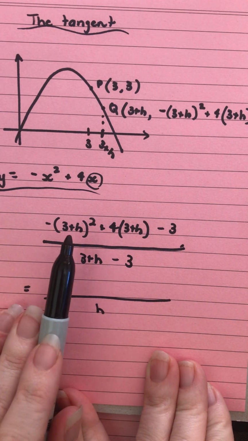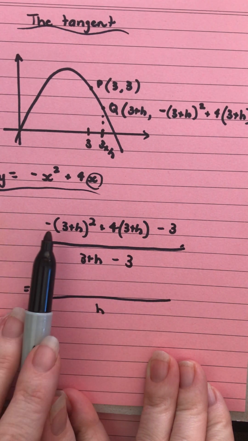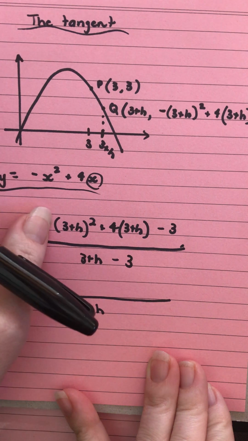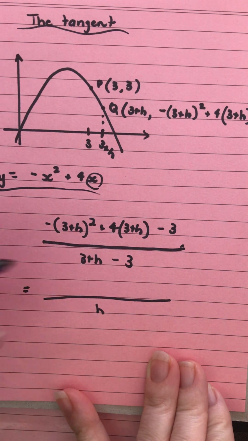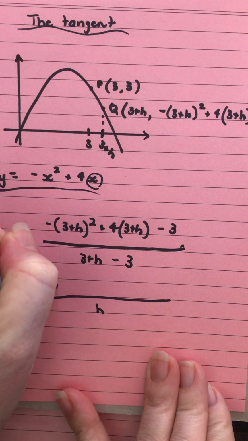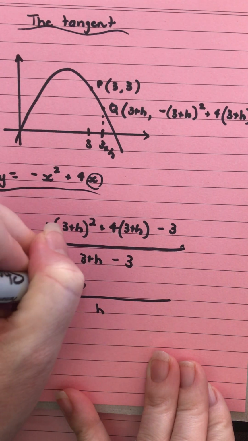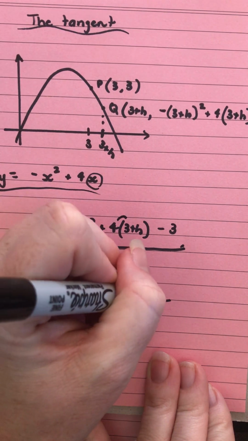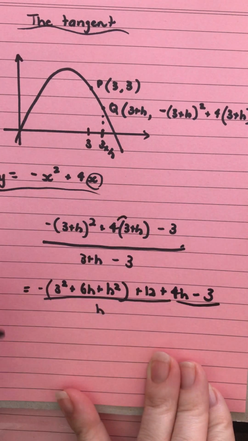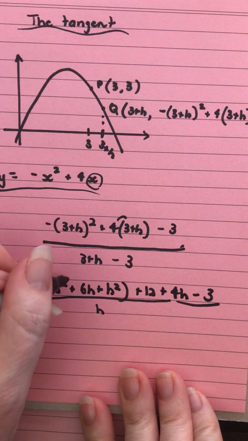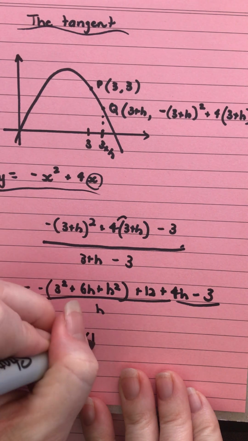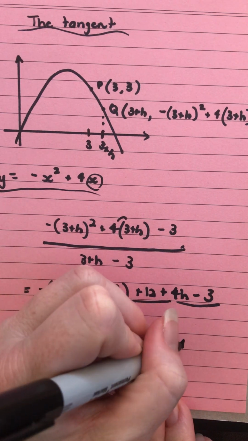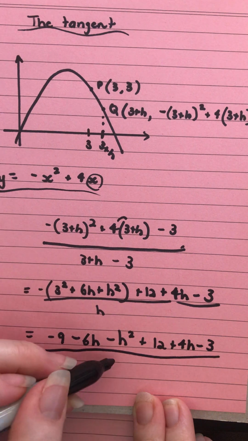Now, on the top here, we're probably going to want to expand this out to try and simplify it. So to expand that out, I've got my 3 plus h squared. I'll do that first and then put the negative onto each of them. So that would give me 3 squared plus 6h plus h squared. And then expanding that out, I get plus 12 plus 4h, take 3. Then I'm going to apply that negative to each. I know 3 squared is 9, so I've got negative 9, take 6h, take h squared, plus 12 plus 4h, take 3, still over h.